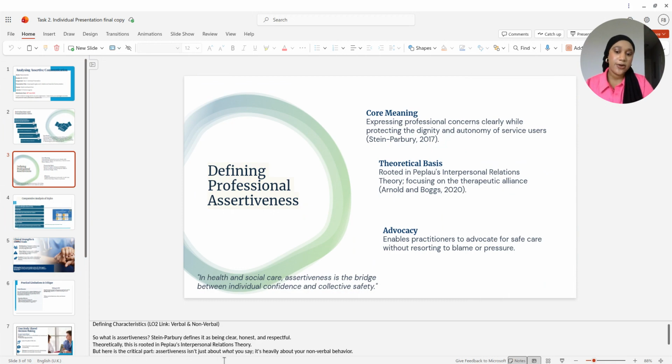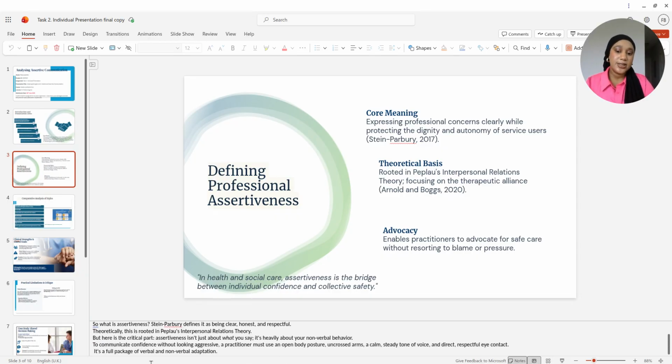Defining characteristics, linking to learning outcome 2: verbal and non-verbal. So what is assertiveness? Stein Parbury defines it as being clear, honest, and respectful. Theoretically, this is rooted in Peplau's interpersonal relations theory. But here is the critical part.